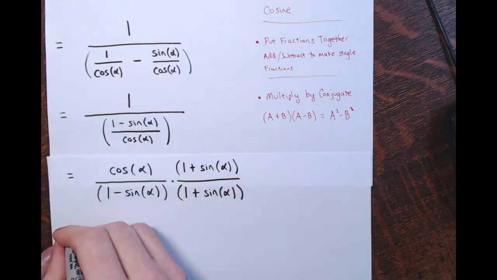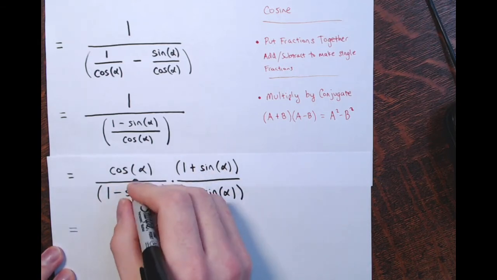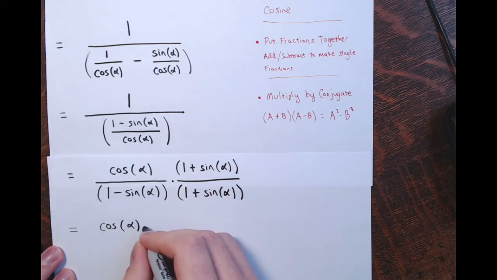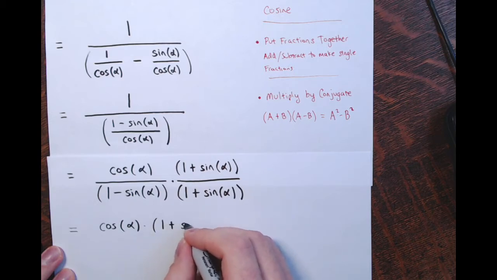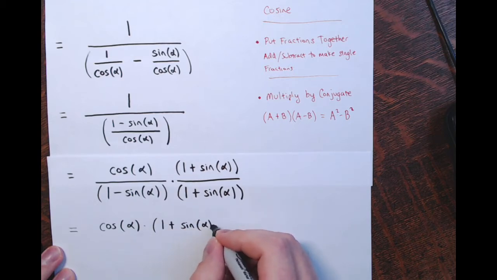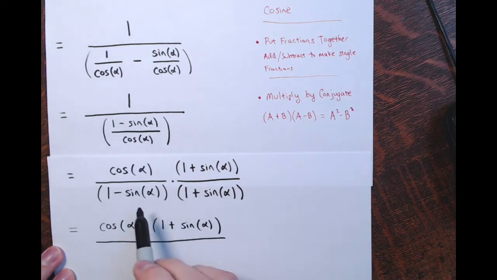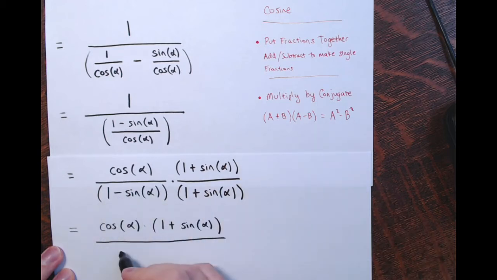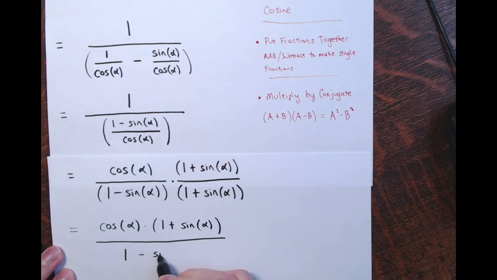Now in the numerator, I'm not going to distribute or anything. I'm going to leave things factored. You've got the cosine of alpha as one factor times the quantity 1 plus the sine of alpha. That's in the numerator. And then when you multiply these conjugates, again, you get a difference of squares. You're going to get 1 squared, or 1, and then minus sine squared. Minus the sine of alpha squared.